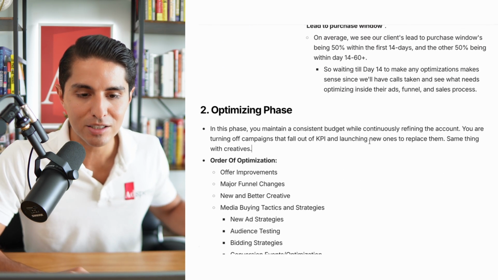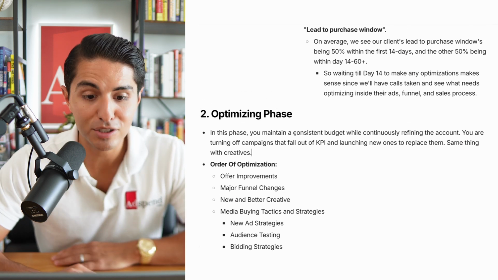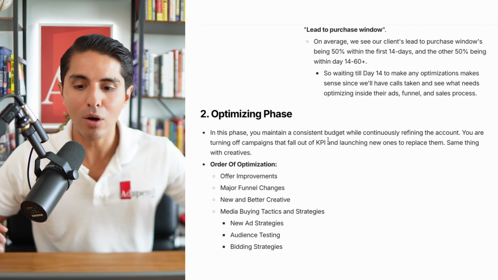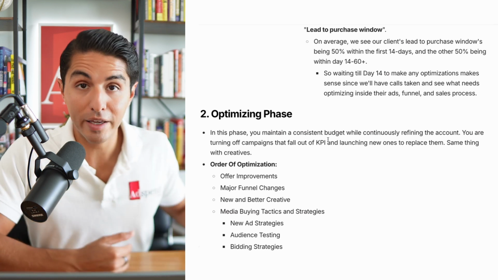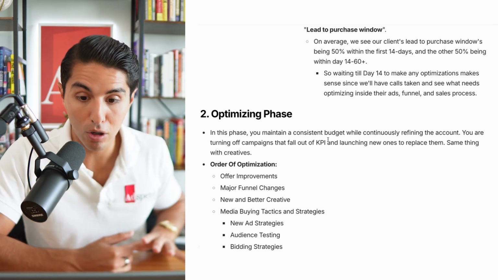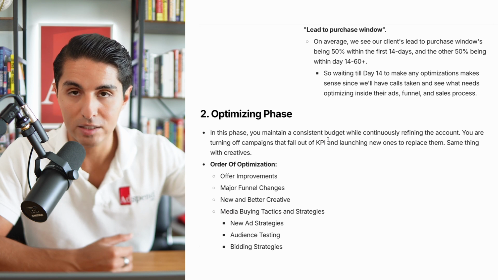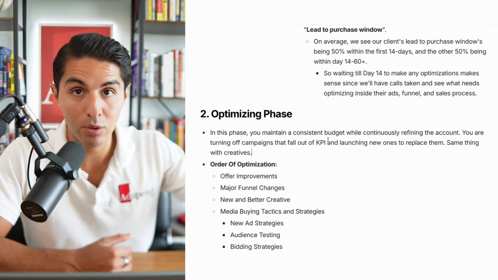You waited the 14 days, congratulations. Now, optimizing phase. In this phase, you maintain a consistent budget while continuously refining your ad account, right? You are turning off campaigns that fall out of KPI and launching new ones to replace them. That's literally all you're doing, okay? Same thing with the creatives as well.